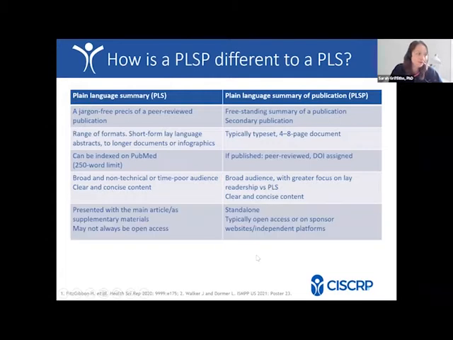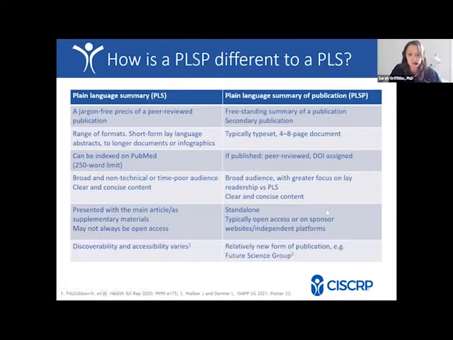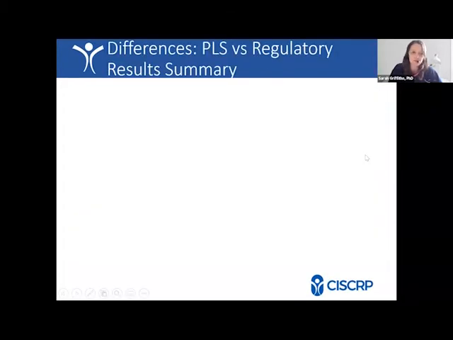In terms of the presentation of them, a PLS is typically associated with the main article, and it can come as supplementary material, and it may not always be open access, although that's ideal. Whereas a PLSP is on its own, and it's typically open access or is found on a sponsor's website or independent platforms. But all of this discoverability and accessibility varies for PLS, whereas a PLSP is a relatively new form of publication, such as the one we're talking about today from Future Science Group.